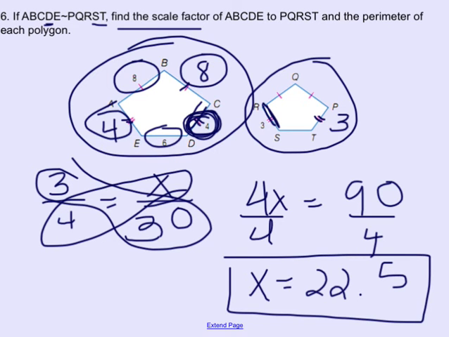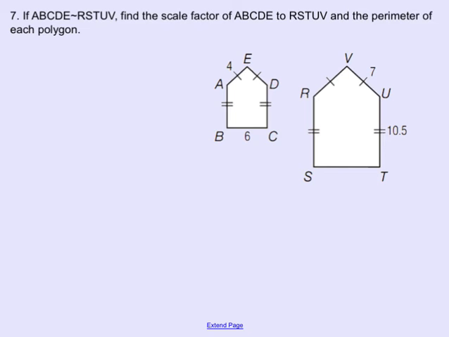All right, let's take a look at number 7. For number 7, we want to find the scale factor and then find the perimeter. Again, let's use those hashtags to our advantage. This is 4, so this also has to be 4. And this guy right here also has to be 10.5. This also has to be 7.